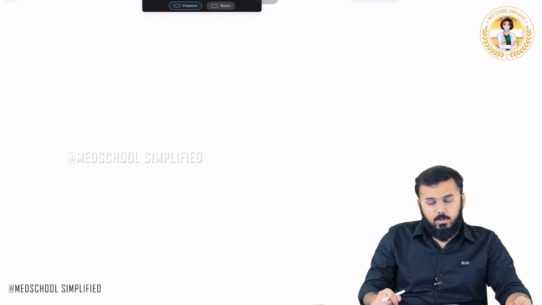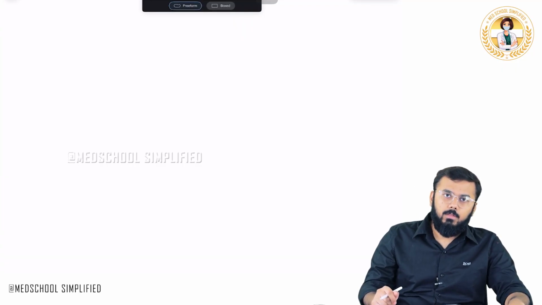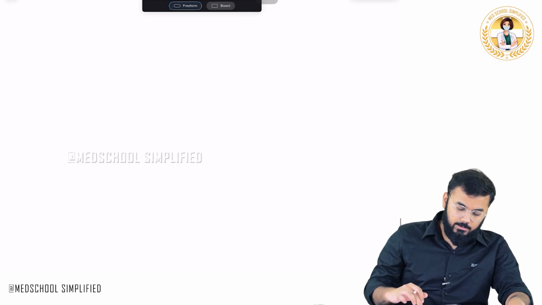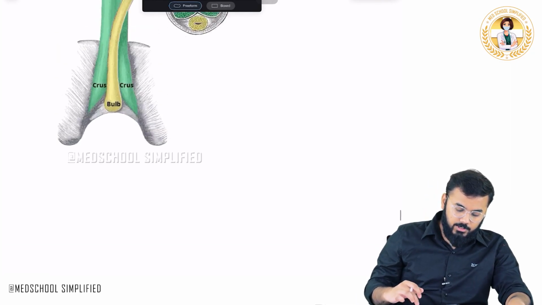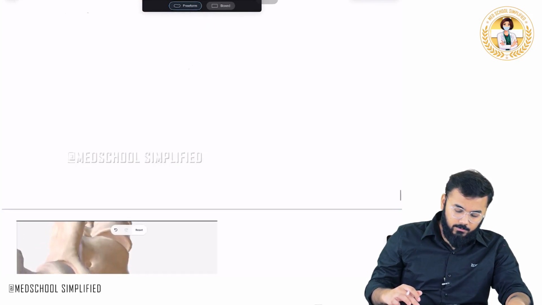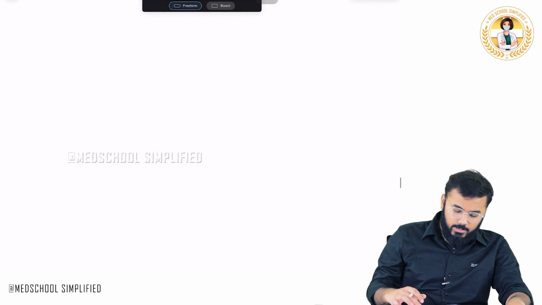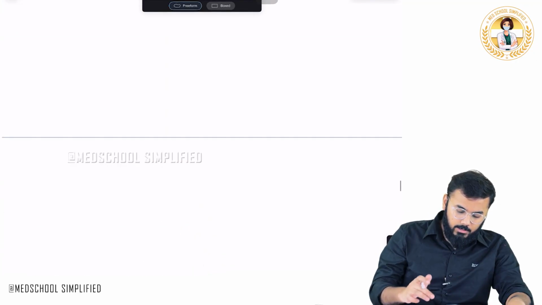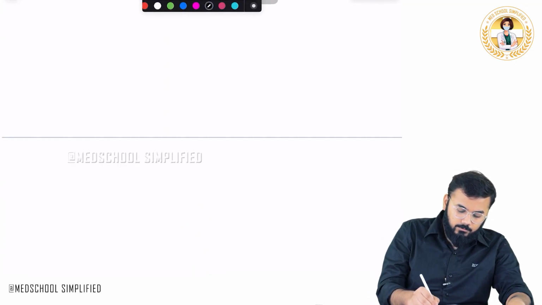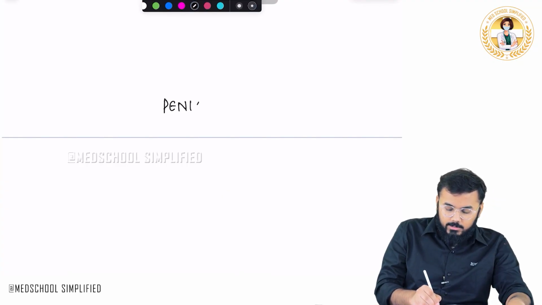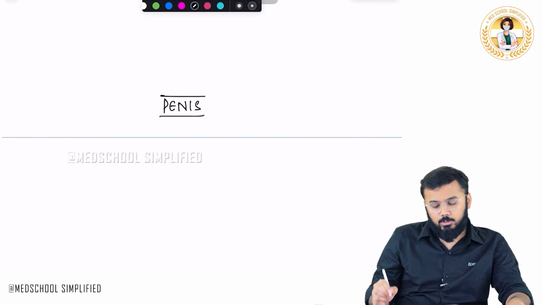Hello guys, now we shall be discussing one of the external genitalia of the male reproductive system, that is the penis. So we shall be discussing one of the external genitalia of the male reproductive system, so that one you call as a penis. Now what is the structure, what is the use of this penis?